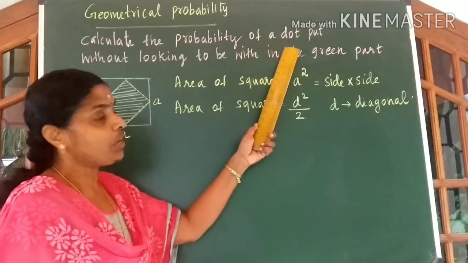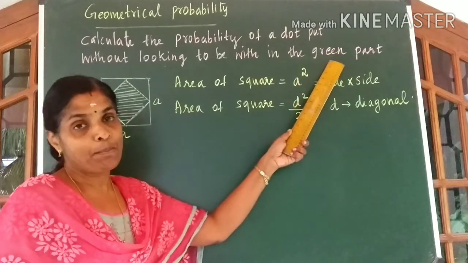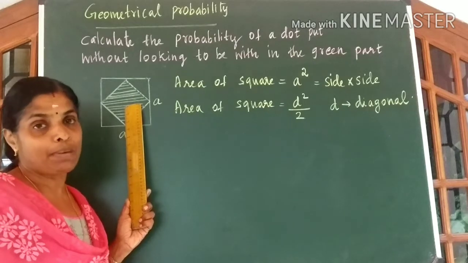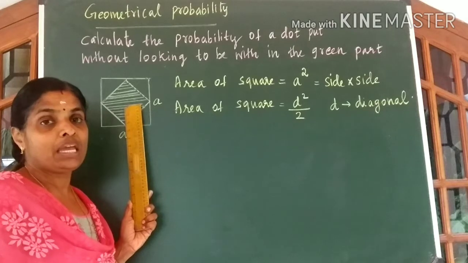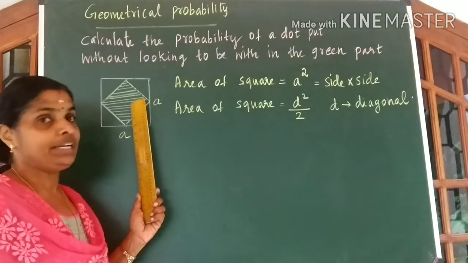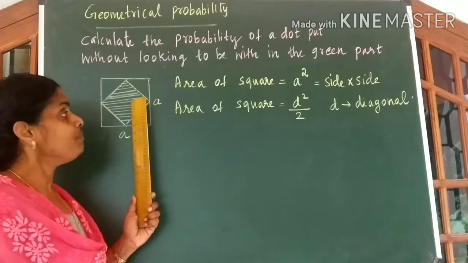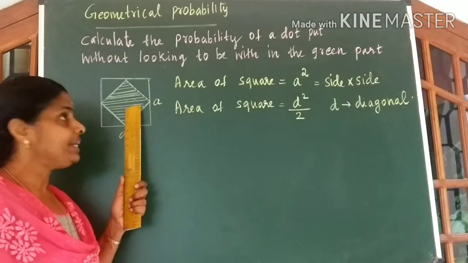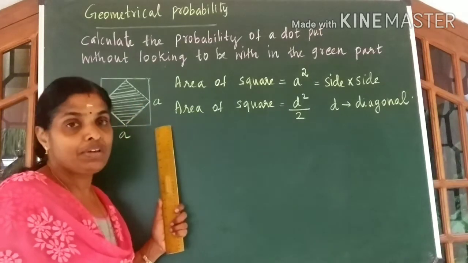Calculate the probability of a dot put without looking to be within the green part. In your textbook, this shaded part is the green part. We have to find the probability of a dot being put in this green region. To find the probability of a dot being within the shaded region, we say probability is equal to area of the shaded square divided by the area of the given square.